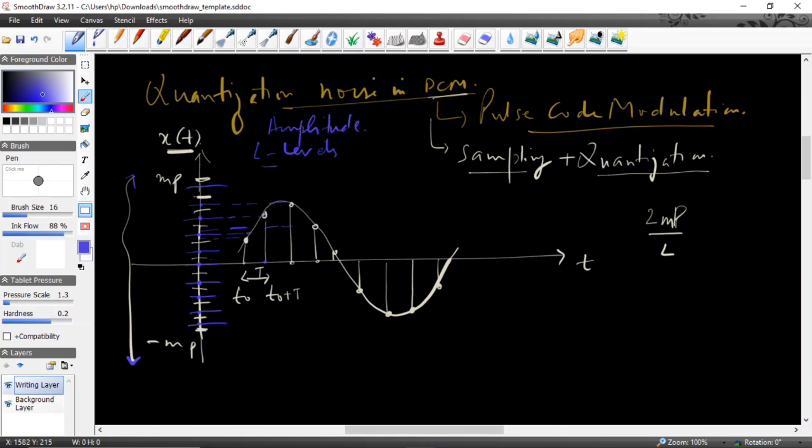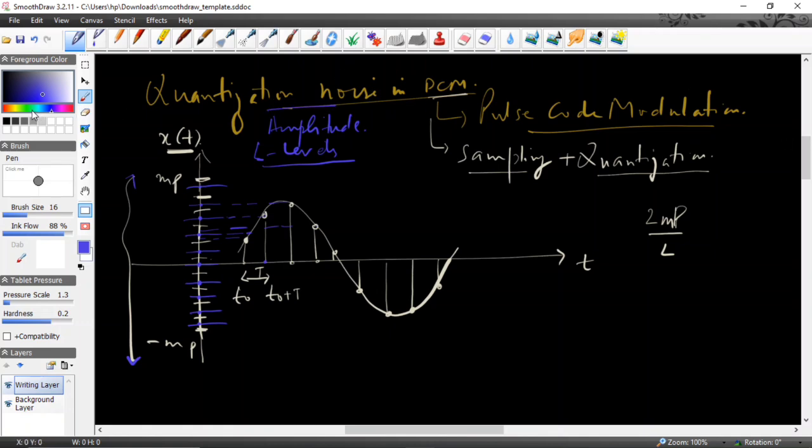So the sample signal can take only one of these L levels. Maybe 4 levels or 16 levels. So the entire amplitude range is divided into 16 different levels, and the sample signal amplitude can just take one of those levels. So that is how you convert the discrete time signal to a digital signal.